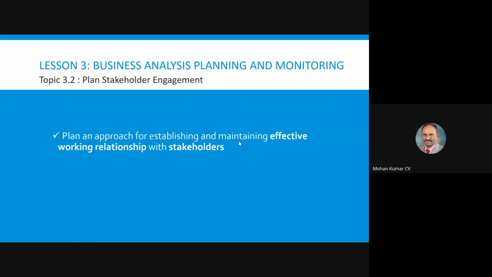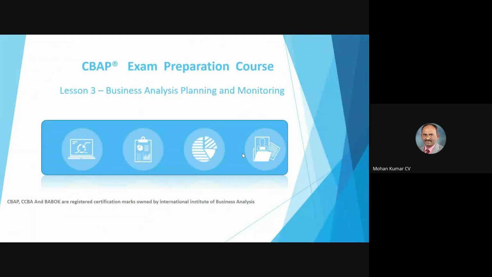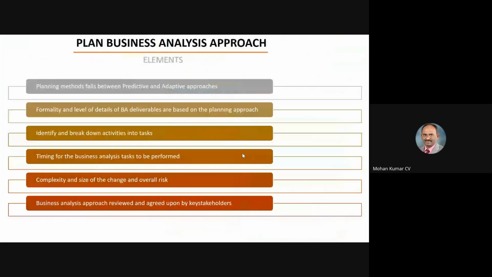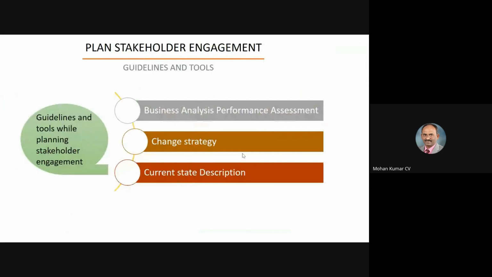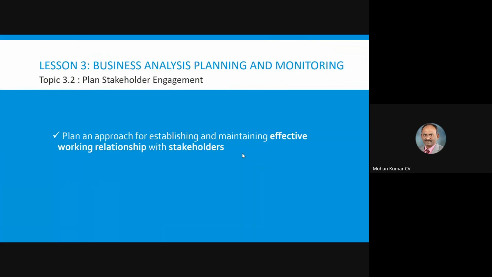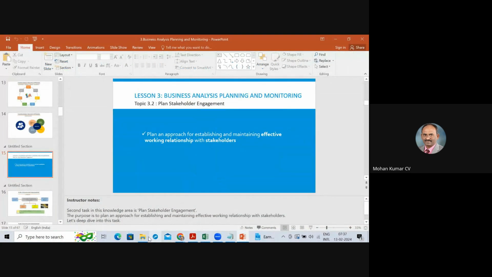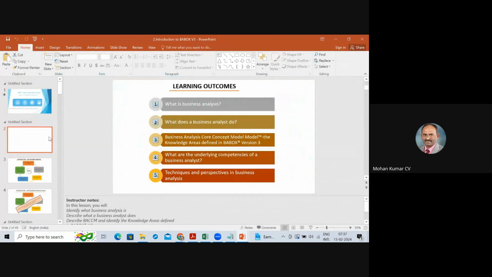Plan stakeholder engagement is another thing that we need to look at. It is the plan and approach for establishing and maintaining effective working relationships with the stakeholders. So business analysis planning and monitoring is what we are looking at. Now we are talking about plan stakeholder engagement. I just wanted to refer to one more document, the previous one, so that we are very clear on what we are talking about.